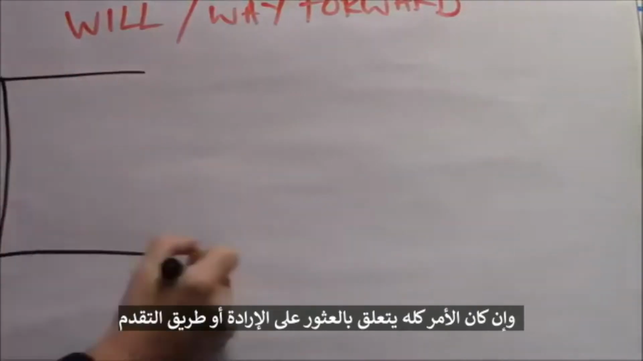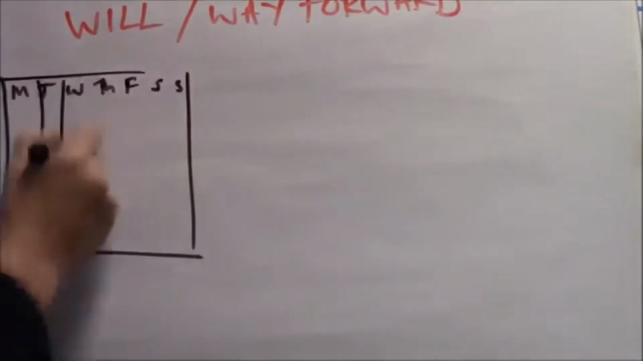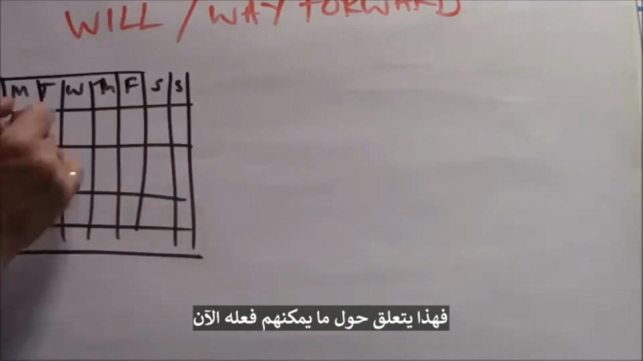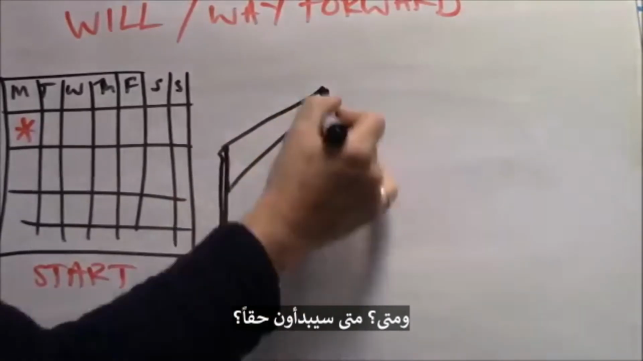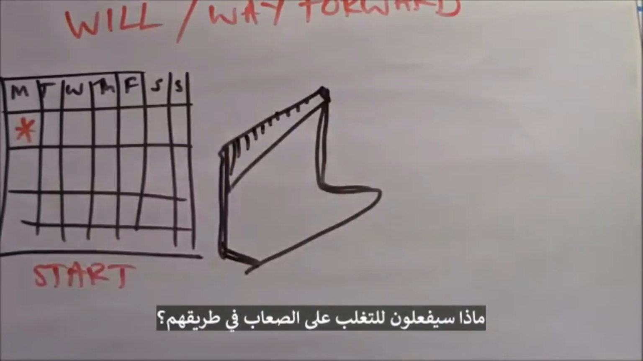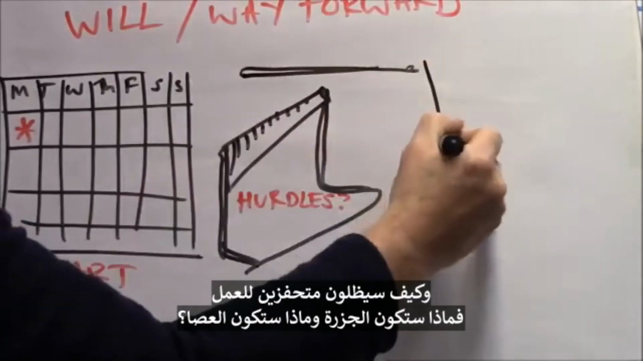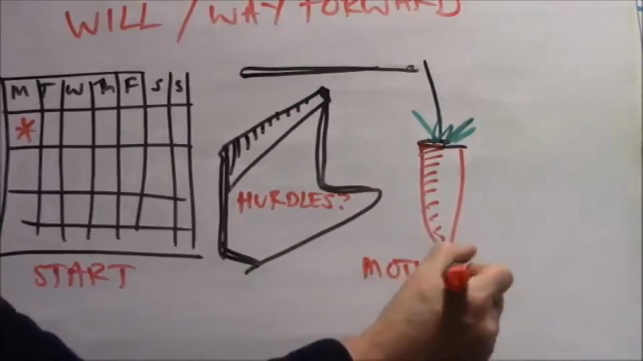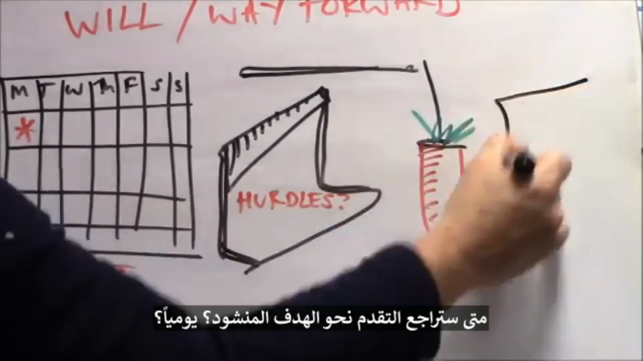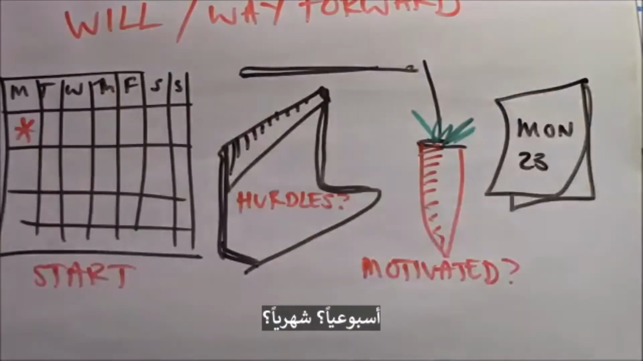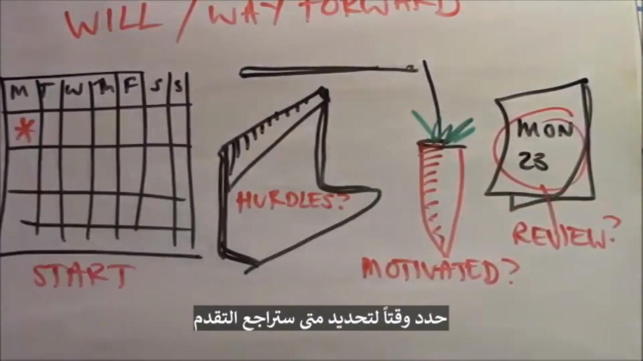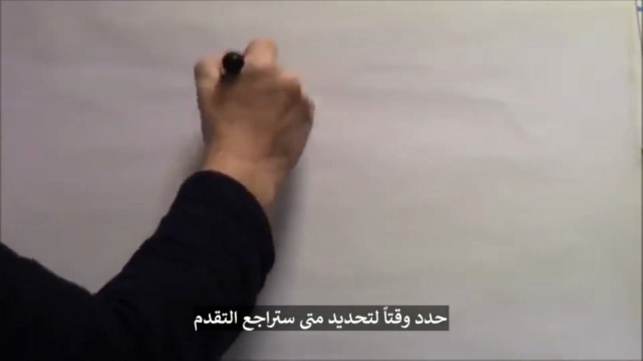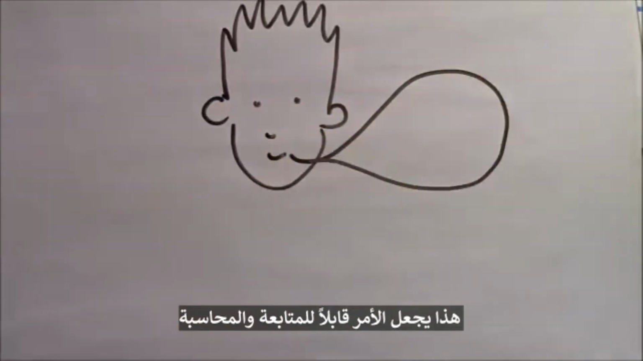And then it's all about finding the will or the way forward. This is about thinking about what can they do now and when. When will they actually start? What will they do to overcome hurdles that might stand in their way? And how are they going to keep themselves motivated? What's going to be the carrot as well as the stick? And when do you need to review the progress? Daily? Weekly? Monthly? Fix a time to establish when you're going to review this. Makes things much more accountable.